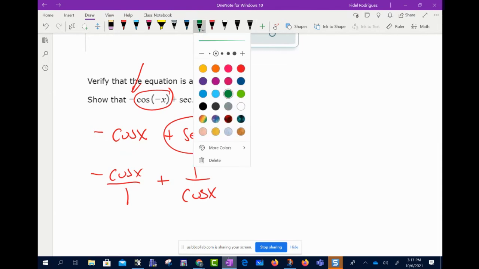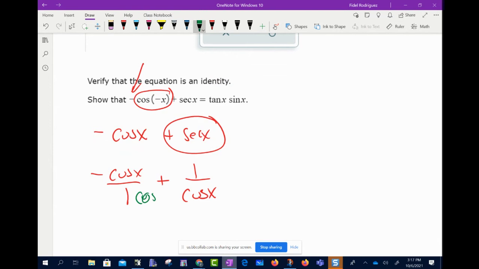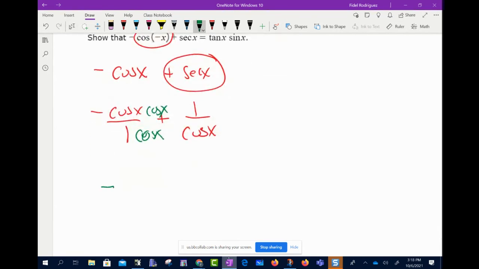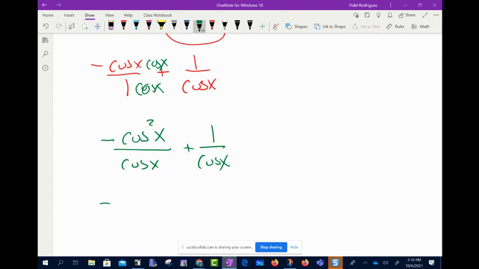denominator? Okay, so we're going to multiply this one here by the cosine of x and this one here by the cosine of x. So this is going to give me a negative cosine squared x over cosine x plus 1 over cosine x. Okay. Now, I'm going to rewrite this, y'all, as 1 minus cosine squared x over cosine x, right? I'm just kind of switching these two around. I'm putting the 1 first and then the minus cosine squared x second.